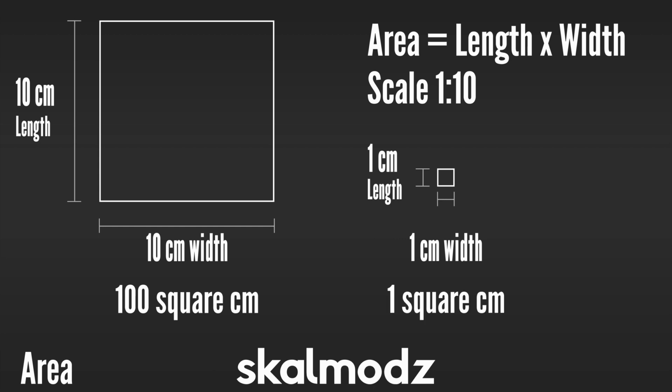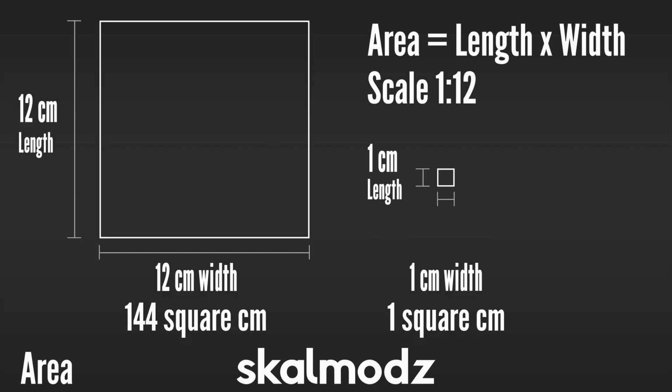Now with this example, we can compare the dimensions as well as the total area for each square. At a scale of 1 to 10, each dimension of length or width is 10 times smaller or 10 times larger depending on if you're scaling up or scaling down. You can also see that at a scale of 1 to 10, the area itself is not 10 times smaller or 10 times larger. So when scaling models, single dimensions like length or width must be scaled first before you can use them to calculate area.